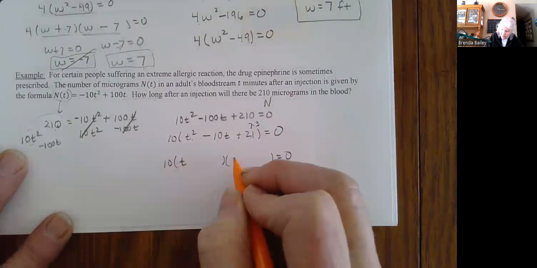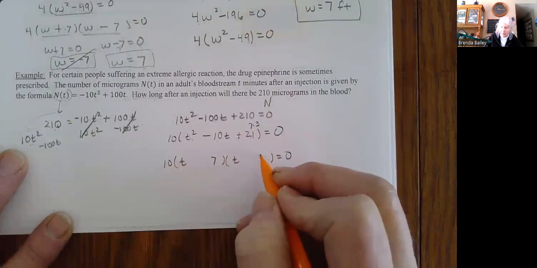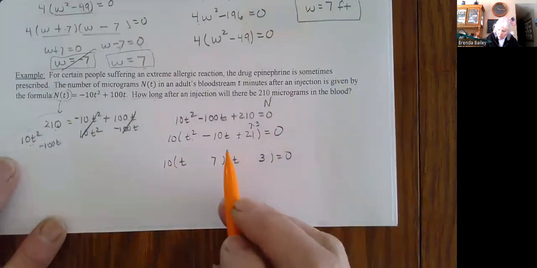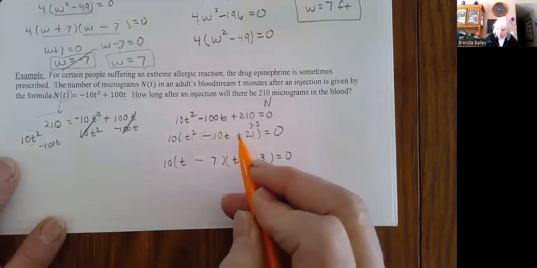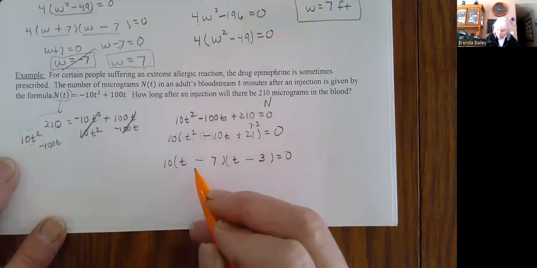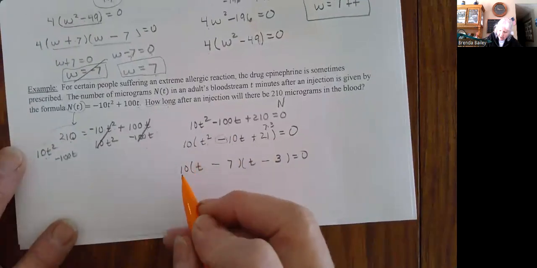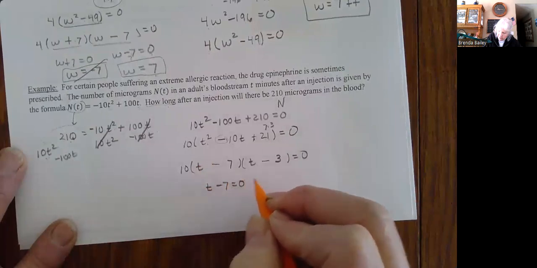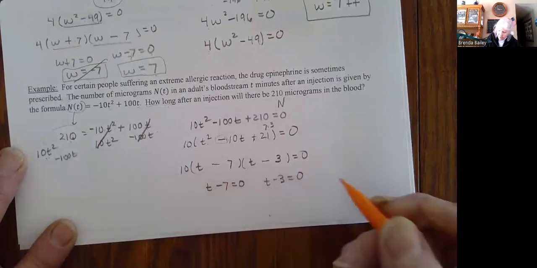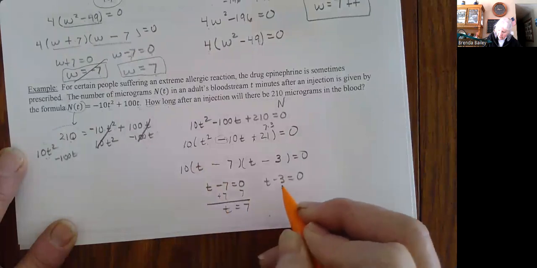T, 7 and 3, or 3 and 7, doesn't matter the order. I want them both to be negative, because a negative times a negative is a positive, but when you combine those, you'll get your negative 10. So it looks like I have two possibilities. The 10 has no variable, we'll just ignore it. T minus 7 equals 0, T minus 3 equals 0. Add 7, add 3.